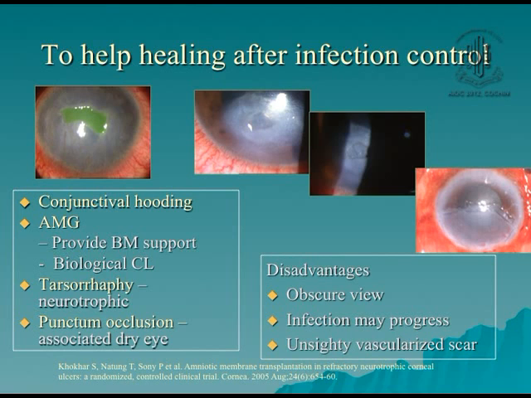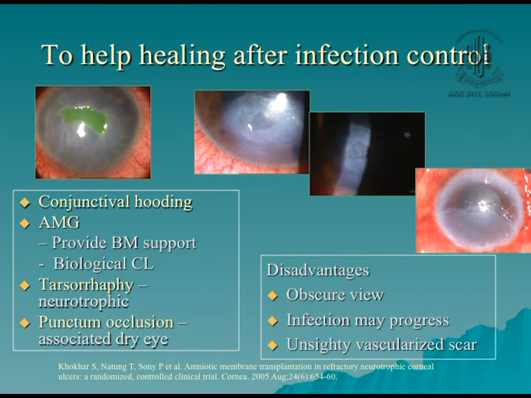So it can be done, but the problem is we invite vascularization onto the cornea where it is not needed, and sometimes it can get stuck and it can lead on to an unsightly vascularized scar. In case of AMG also can be used for the same purpose, because it can also provide growth factors and it can help in restoring the weakened or diseased basement membrane.